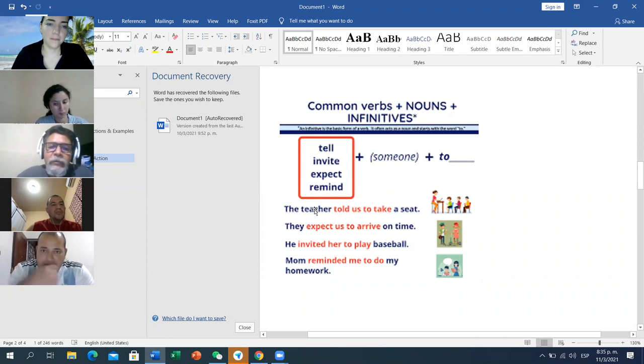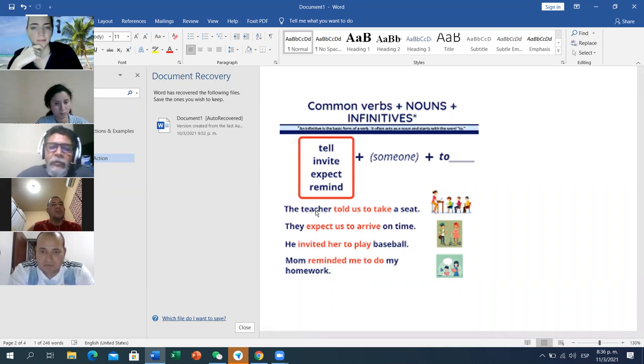Okay, teacher. The teacher told us to take a seat. Excellent. The teacher, siempre estamos con un sujeto. So it says, the teacher told us, nos dijo. Ya dijo un verbo, told us. Boom, ahí entra nuestro infinitivo. To take a seat. Que tomemos asiento. Excellent, very good. Okay, continue, Quijano, the second one.